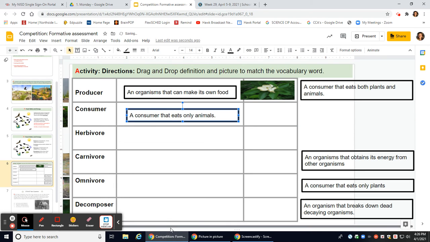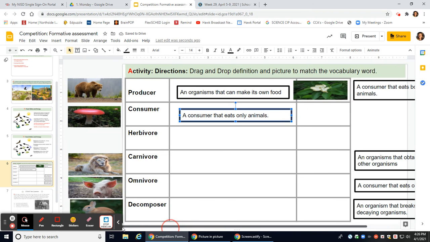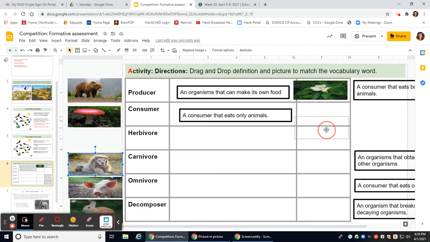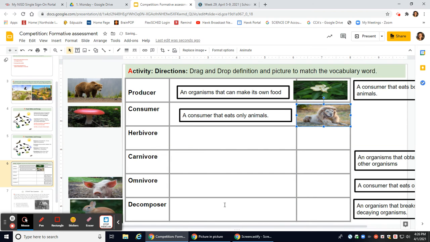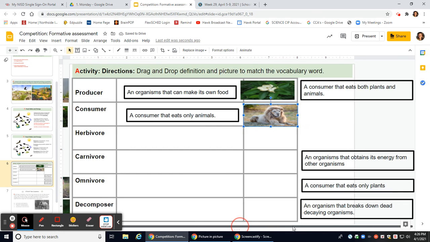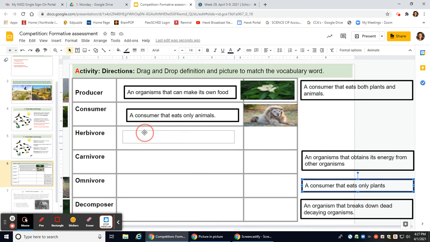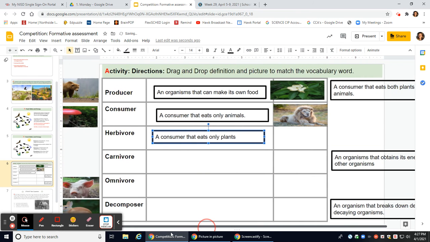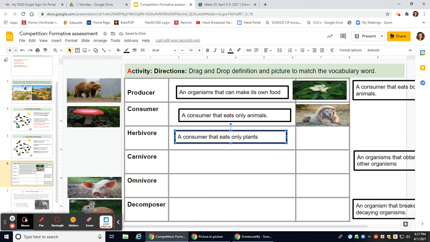And if we wanted to find a picture of a consumer, we could say the lion. If we need to move around, we can. An herbivore is an organism that eats only plants. So a consumer that eats only plants is an herbivore. So a picture of an herbivore would be a rabbit. I know it eats only plants.